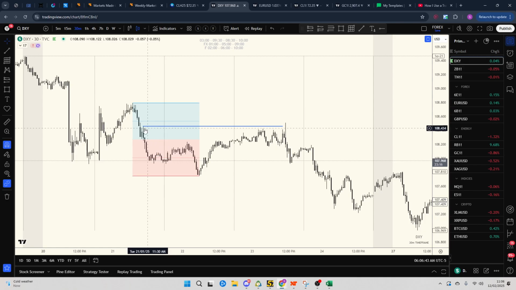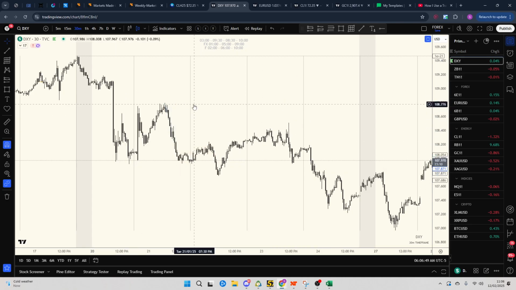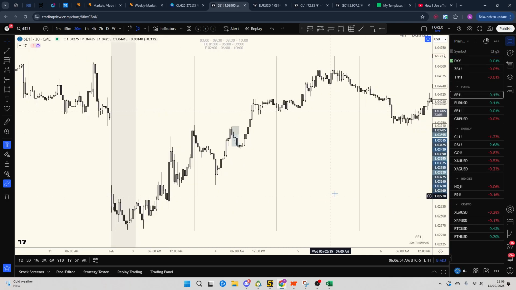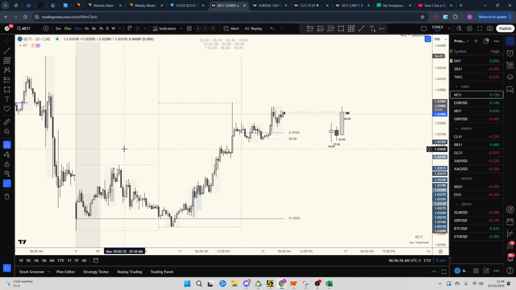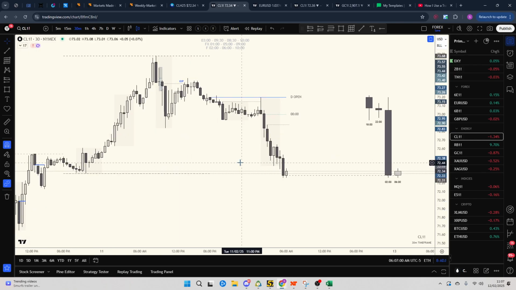So anyway, you've got the idea of what we're looking for on here. It works on every pair. What I mostly do for this strategy is I'll use EU, so 6E if you're using futures, and crude oil. Crude is the exact same.